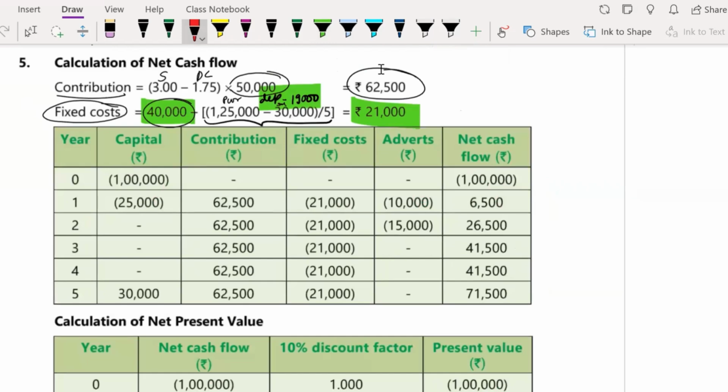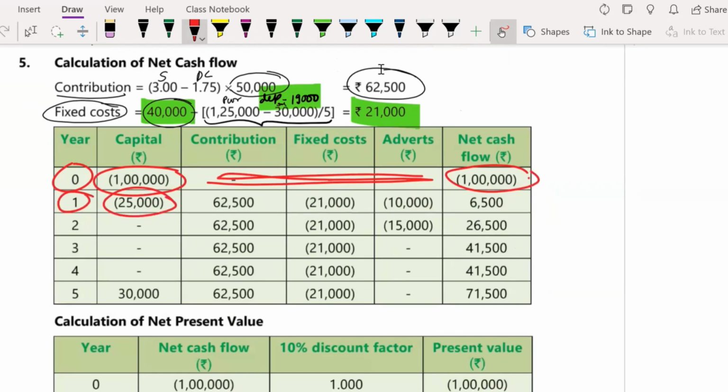Okay. So in year 0, you have a cash outflow of 1 lakh rupees. And there is no other inflow. Correct. So your cash outflow will be 1 lakh only. Okay. In year end 1, you have a cash outflow of 25,000 rupees.